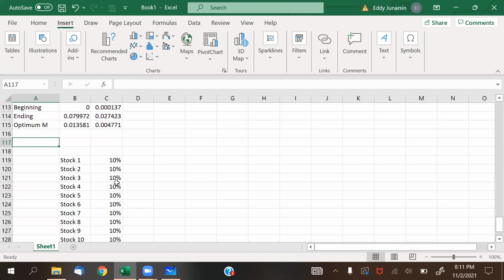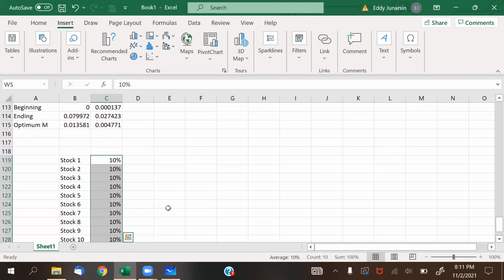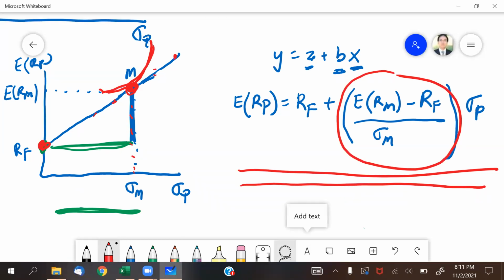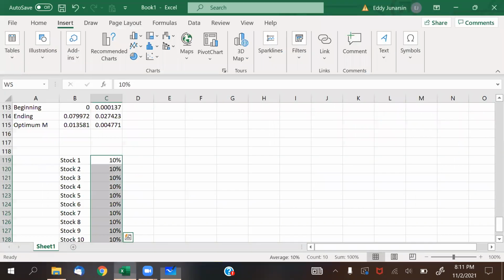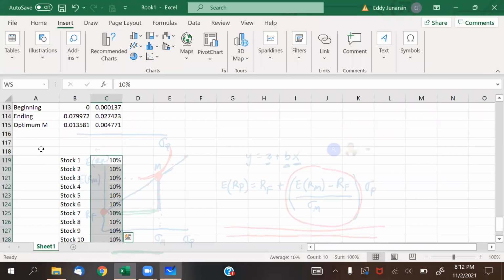So we are asking solver, what should be the proportions of all of these to maximize? What to maximize again? The slope. Right, to maximize the slope. So we need to tell solver, tell me the proportions of all the stocks, the proportions of my assets, if I want to maximize the slope, the Sharpe ratio. Okay, so write down the slope again.